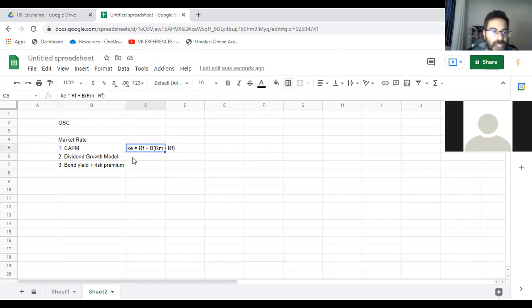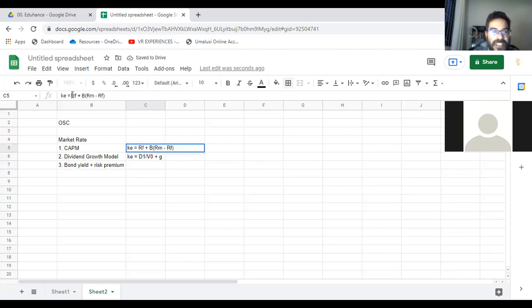For the dividend growth model, cost of equity equals D1 divided by V0 plus growth.